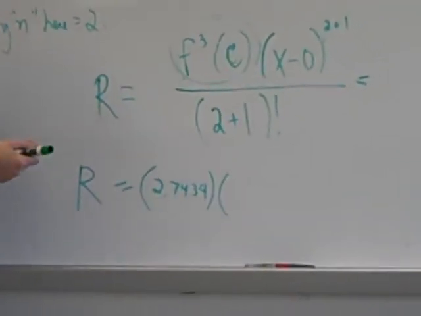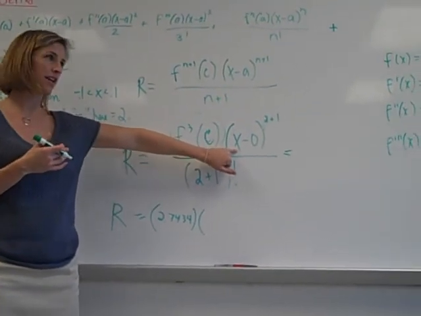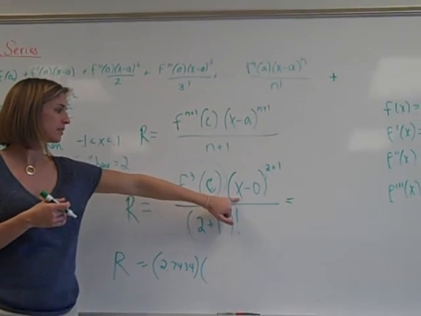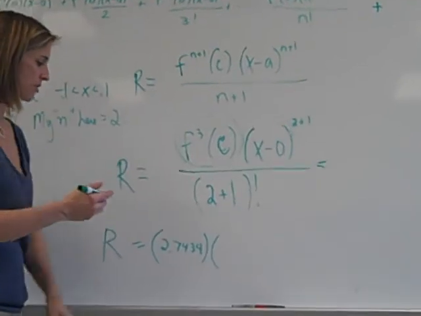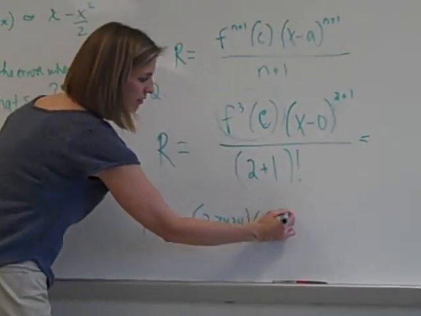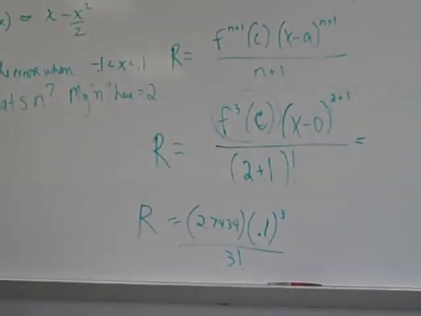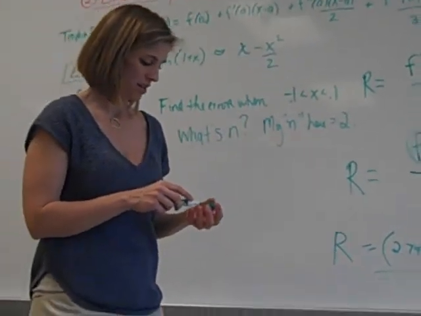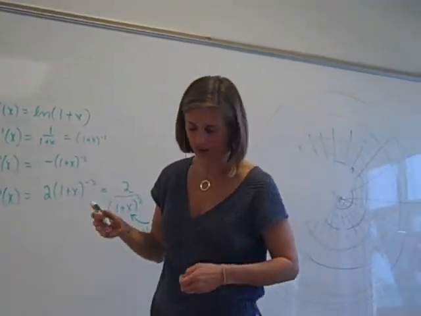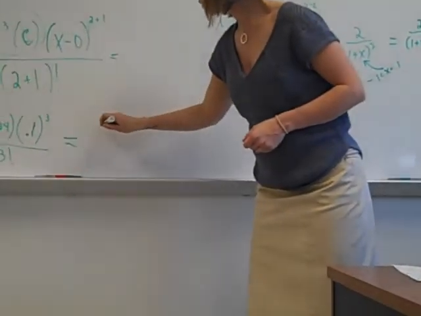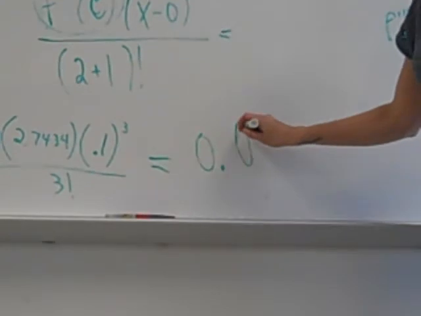And now, same thing over here. I want to plug in the x that is going to give me the largest error. So do I plug in negative 0.1 or 0.1? Because negative 0.1 is going to give me a negative number when I raise this to the third. So I want to plug in 0.1 to the third over 3 factorial. Then it doesn't matter. Push that into that super fancy calculator, and you get 0.